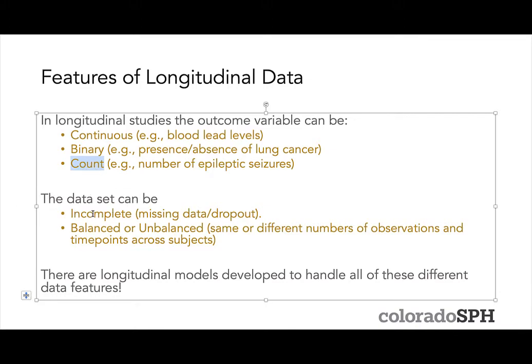And the data can also be incomplete, meaning there's missing data or dropout during the course of the study, or it can be balanced or unbalanced, meaning the same or different numbers of observations and time points across subjects. And we'll talk more about balanced or unbalanced data in the next lecture. Luckily, there are longitudinal models developed to handle all of these different features of the data, and we're going to talk about each of them.